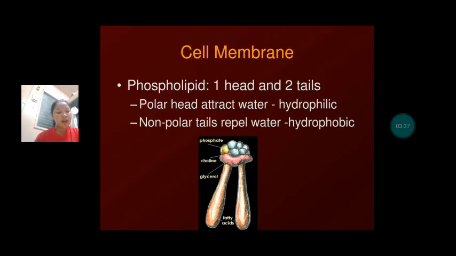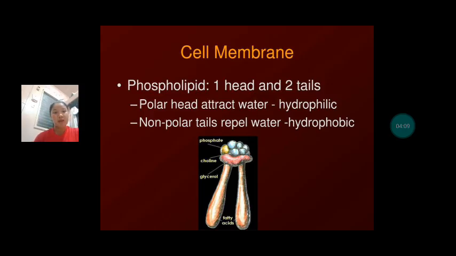In the bilayer, the hydrophobic tails face inwards, shielded from water, while the hydrophilic heads face outwards, interacting with the aqueous environment inside and outside the cell.